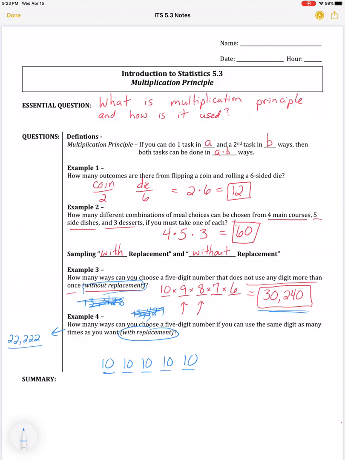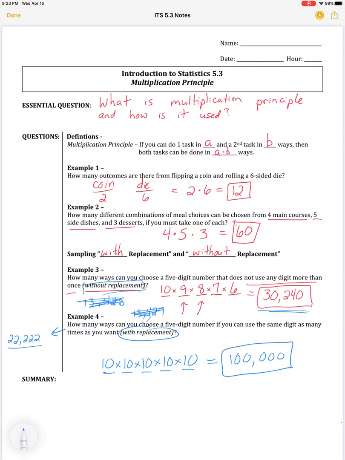So to find out how many options there are, you would do 10 times 10 times 10 times 10 times 10. So how many possible 5-digit numbers are there if it's okay to repeat a number? In this one, there is 100,000 possible numbers.